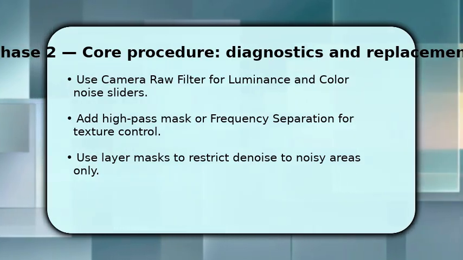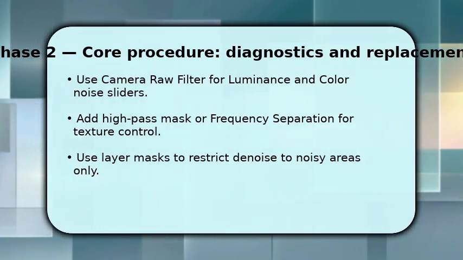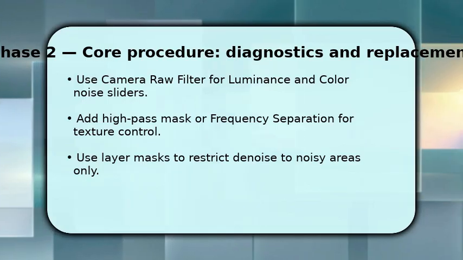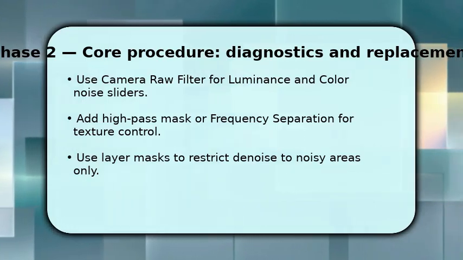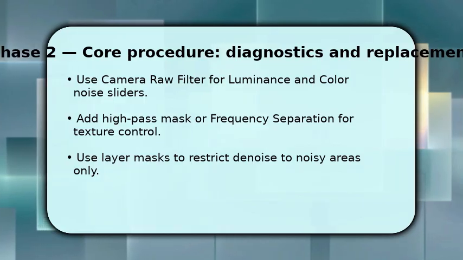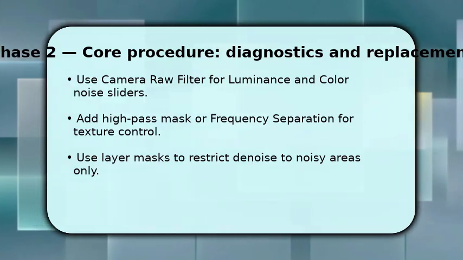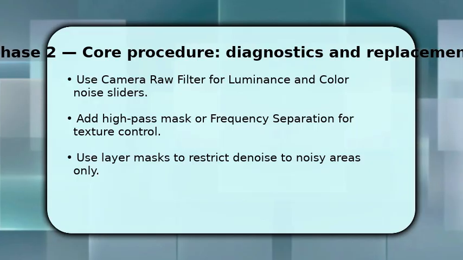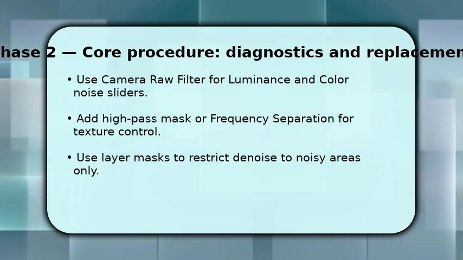Next, use frequency separation. Apply a low blur to the low layer and a high pass on the high layer to protect texture. Once done, place a layer mask on the denoise layer and paint with a soft brush to reveal details where texture should remain, ensuring natural results.